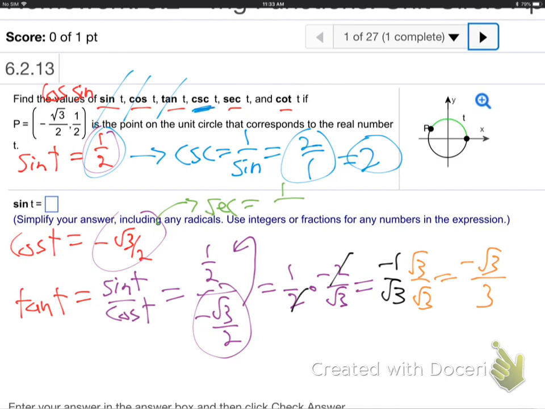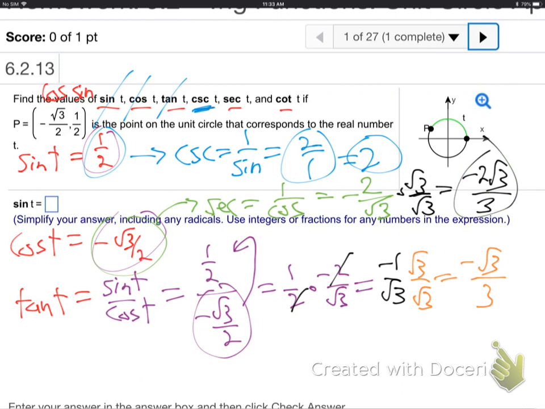All right, next let's do secant. Secant is upside down of cosine. So just flip cosine. It's negative root 3 over 2, so negative 2 over root 3. But we can't leave roots on the bottom, so multiply top and bottom by root 3. Negative 2 root 3 over plain 3, right? Root 3 times root 3 is root 9, which is 3.